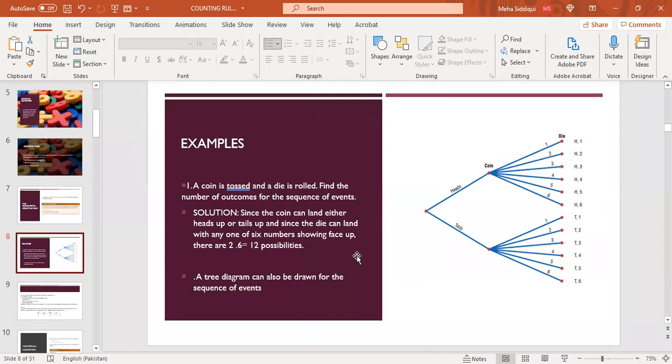Now coming to examples. A coin is tossed and a die is rolled. Find the number of outcomes for the sequence of events. So the solution is: since the coin can land either heads up or tails up, and since the die can land any one of the six numbers showing face up, there are 2 events, so this 2, and we will multiply because there are 6 outcomes. Multiplying these together we get 12 possibilities. This is a tree diagram that is shown for the sequence of events: these 2 events for the coin and these 6 events for the die.